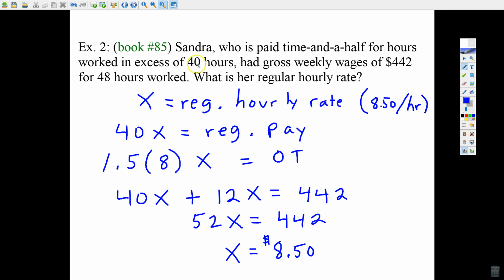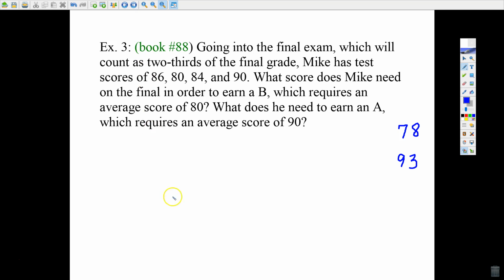Anybody? Everybody's good? Okay, I just have a few more examples. Again, you don't have to write all this down. This is actually number 88 in your textbook, problem number 88. So this is a good little problem going into the final. The final counts 2/3 in this case of the final grade. This particular student has test scores of the following.